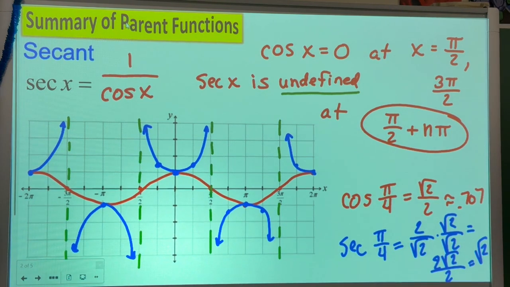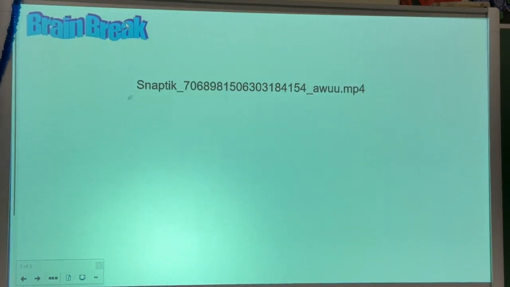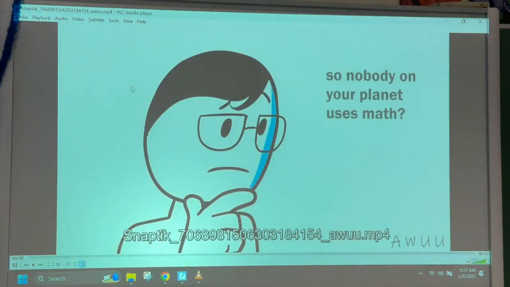So, you and your partners, how about you take a few minutes to practice graphing cosecant and secant. Maybe 15, 20 minutes tops. And then when you're done with that, you'll have a little Desmos on damped trig functions. And finally, you'll end up with graphing tangent. But before that, let's take a quick look at a neat little brain break. You'll like this one.